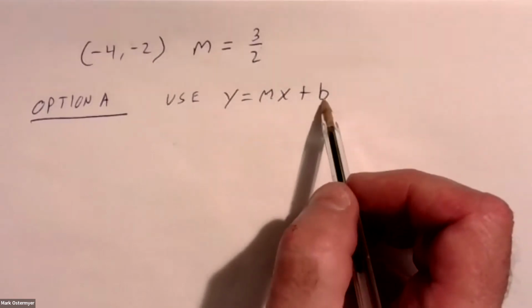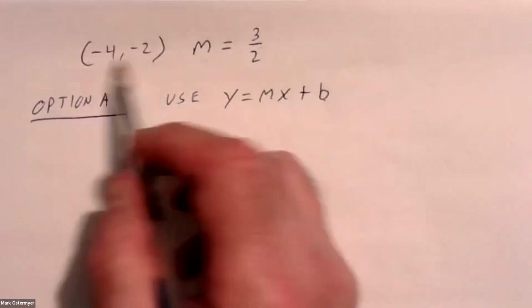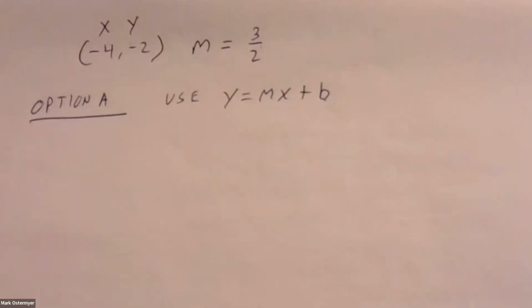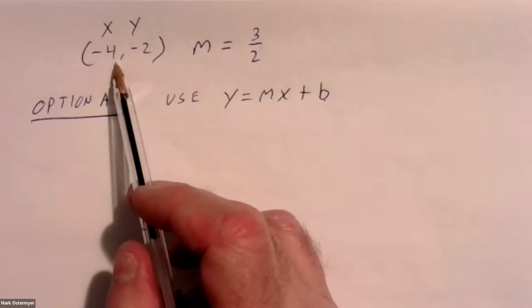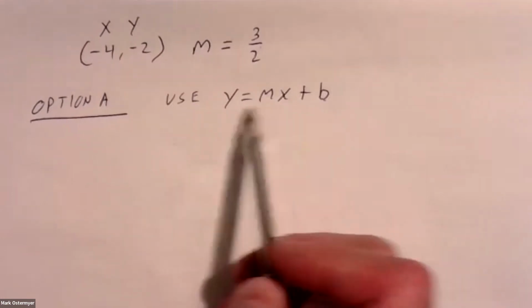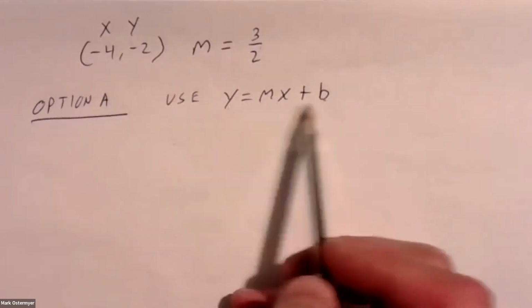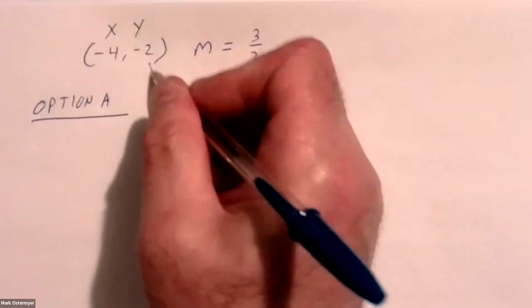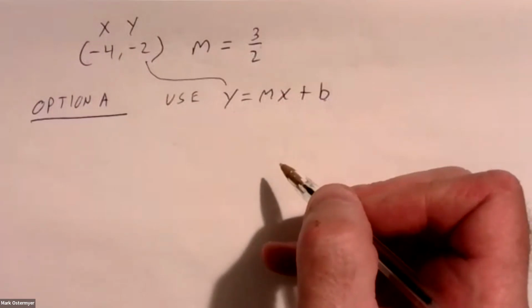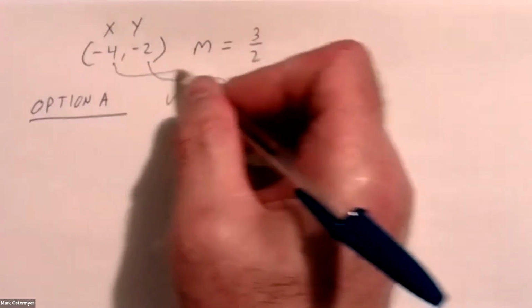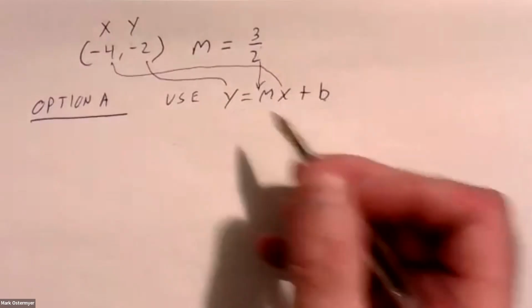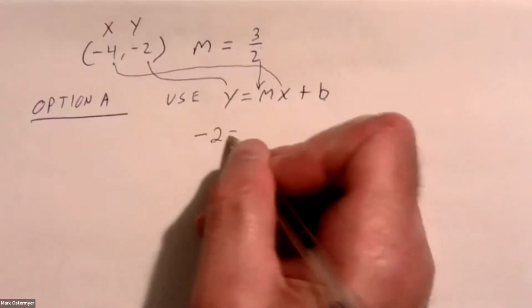To find the y-intercept, we're going to use this point that we're given. This point I'll generically call (x, y). If this point is to lie on our line, then this point must satisfy the equation that we're trying to develop. That being said, I'm going to replace the y variable with the y coordinate of -2. I'm going to replace the x variable with the x coordinate of -4. And I'm going to replace the slope m with 3/2. Let's make all these substitutions.